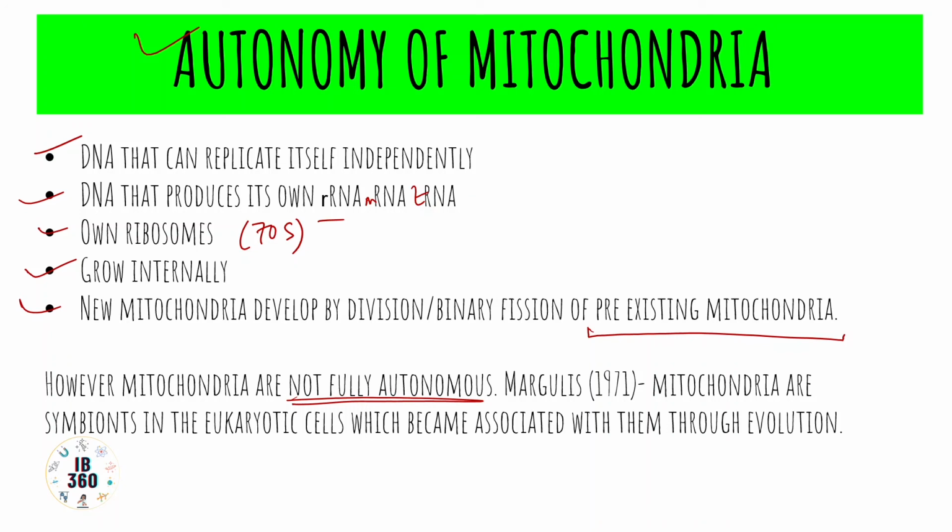But this points that they have their own DNA which can replicate itself, which can transcribe itself and form various RNAs, mRNAs, tRNAs, own ribosomes. These led to a proposal from Margulis in 1971, who mentioned that these might be symbionts, and not exactly an integral part of the cell from the very beginning of life. Rather, they came as parasites, and then they became one of the eukaryotic cell organelles, and that happened through evolution. So this was first proposed by Margulis in 1971, that mitochondria are symbionts in the eukaryotic cells which became associated with them through evolution.